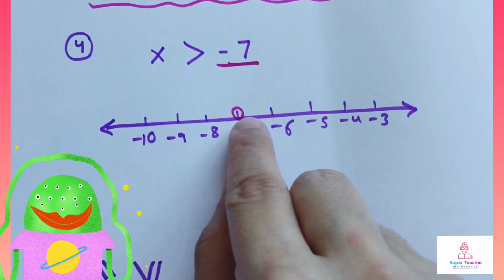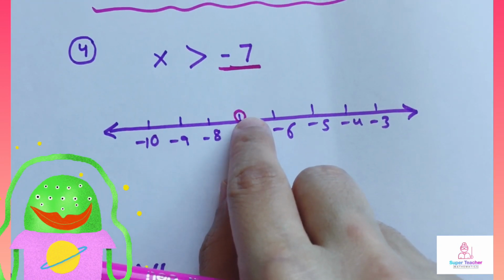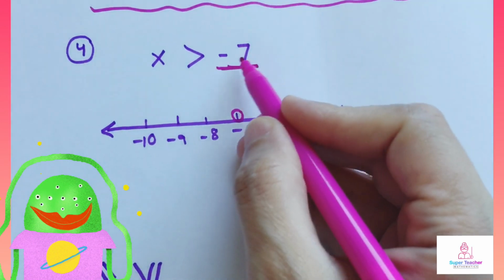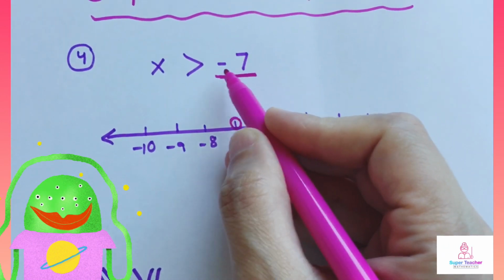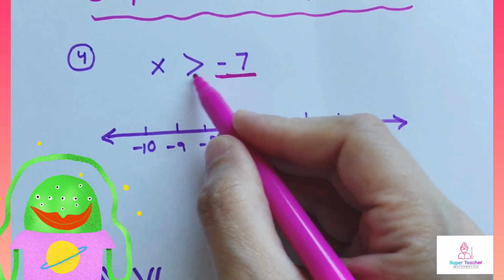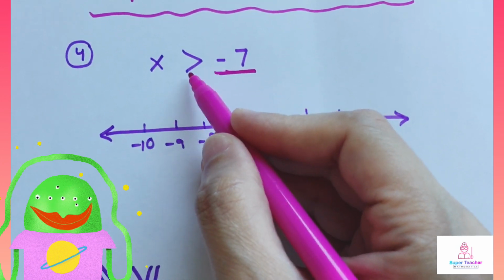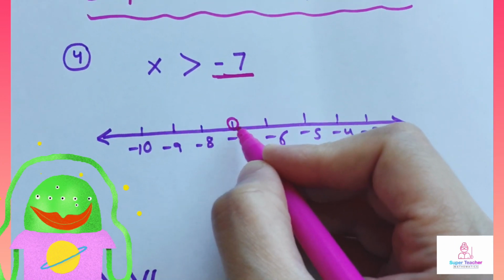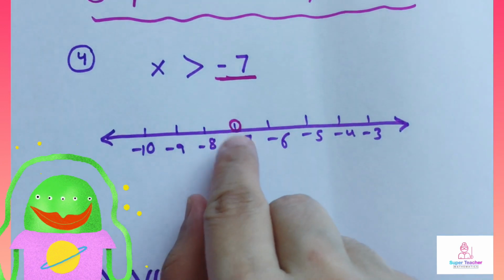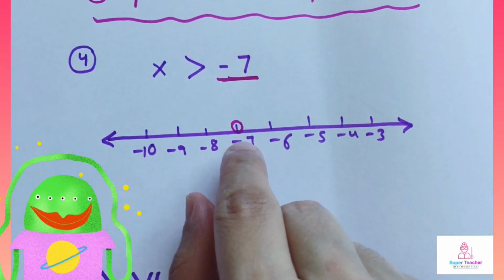But why is it an open circle, not a closed circle? Open circle because the -7 is not included in the solution. I didn't put equal under the greater than. That's why I'm going to put an open circle, and then I will start from -7, but -7 is not included.